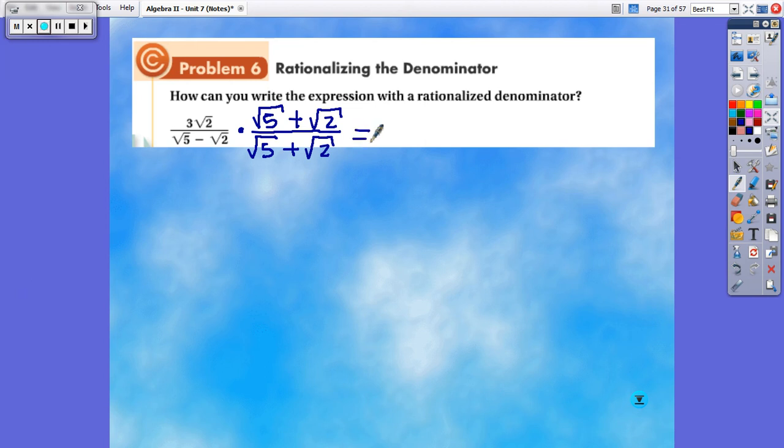Now let's multiply across the bottom first because I think that's going to be easier. You're going to FOIL your first, which is root 5 times root 5 is 5. Your outside, square root of 2 times the square root of 5, minus the square root of 2 times the square root of 5, so those go away. And then you'll do your last, which is going to be minus root 2 times root 2 is 2.